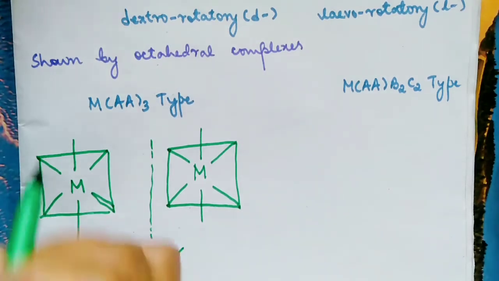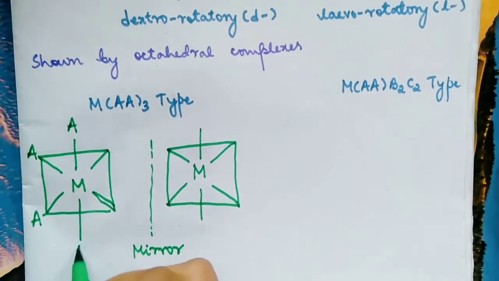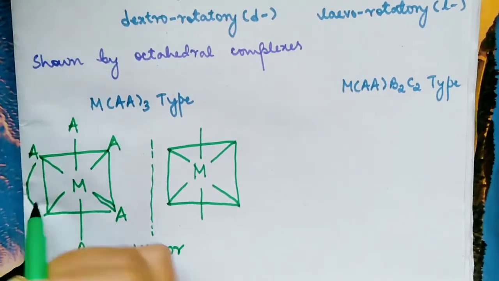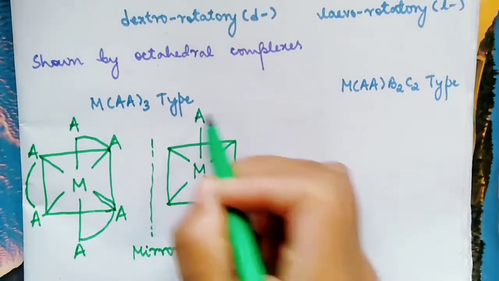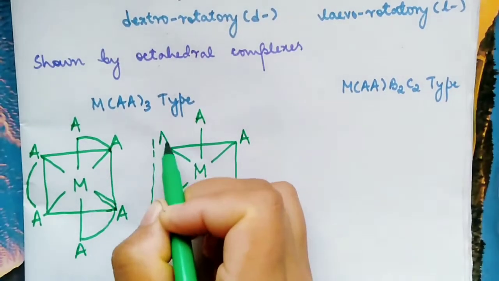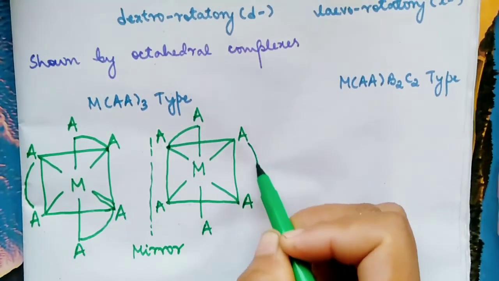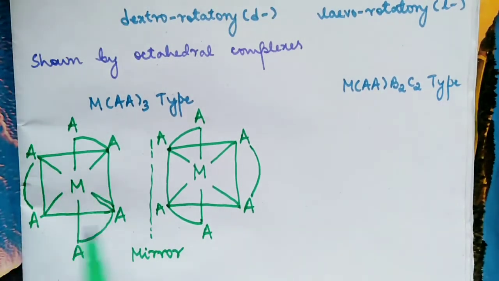So here we have AA, AA, AA. We have like this, like this, like this, and this is the mirror image. So if it is the mirror image, this one would look like this, and here it would be like this, here it would be like this. These two are non-superimposable mirror images of each other. That is, they are optically active.